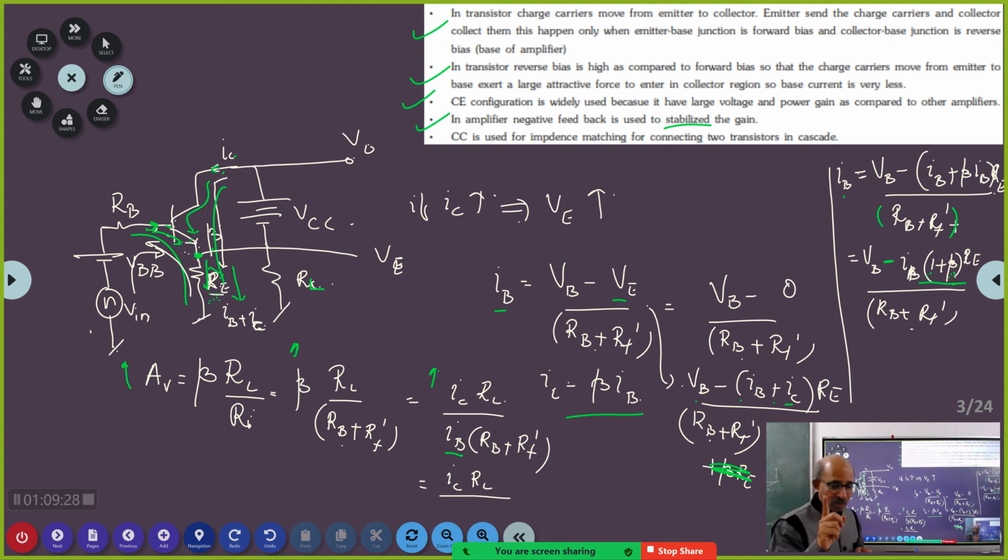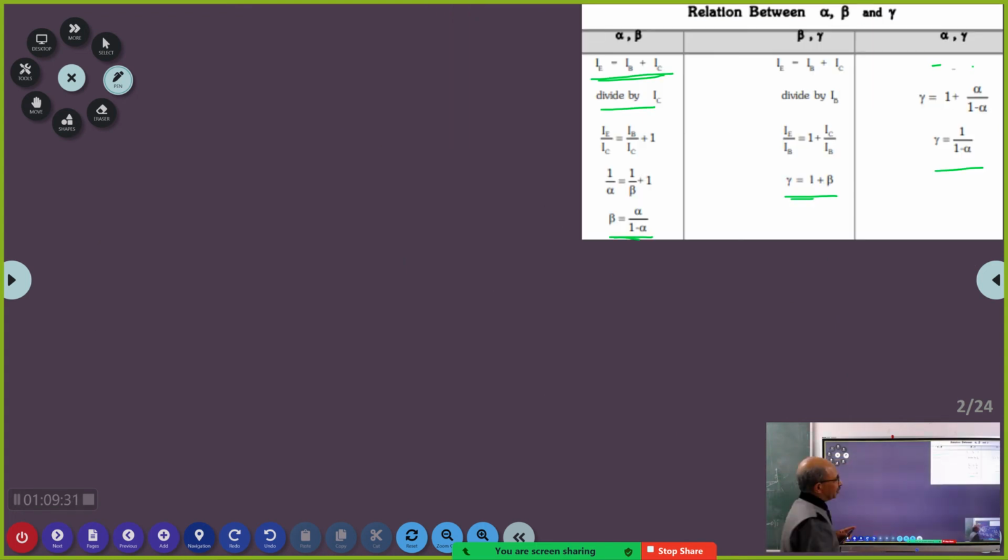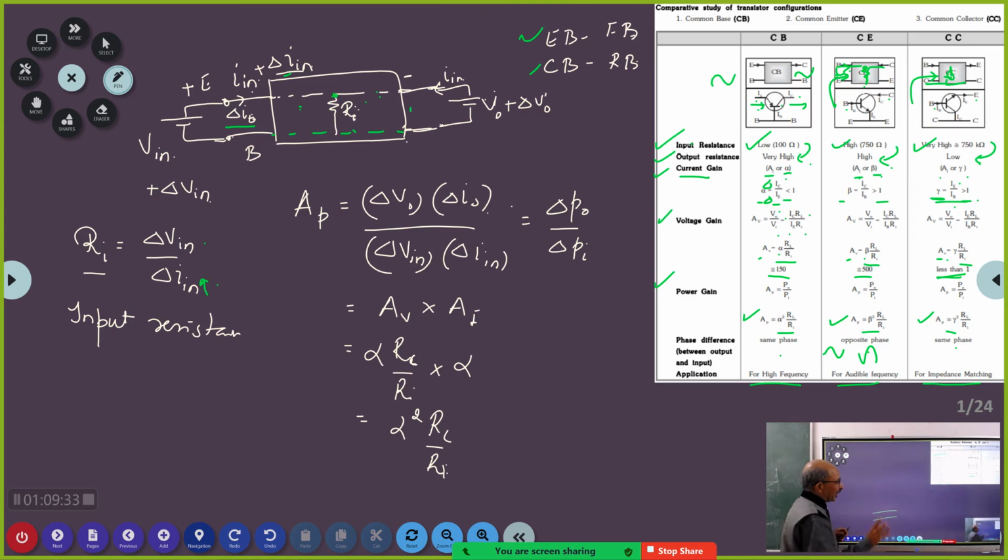See, amplifier means, you please understand. Amplifier doesn't mean it will only increase the loudness. Amplifier means it will change one of the parameters or one or more of the parameters. It can either change input resistance or output resistance or current gain or voltage gain or power or many of them.